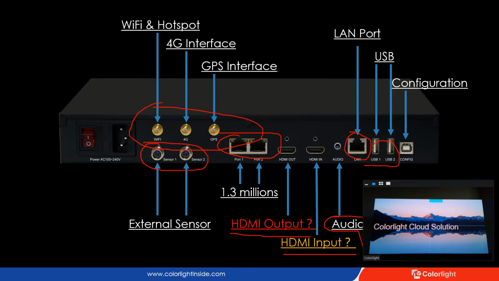You just copy the contents into the USB and plug into the C player. It can also be set as copy and play. That means even if you remove the USB flash drive from the C player, it will not stop playing because the contents has been copied into the C player. The last one, the configure port. This is to connect the USB cable to the computer to finish the configuration of the LED screen.